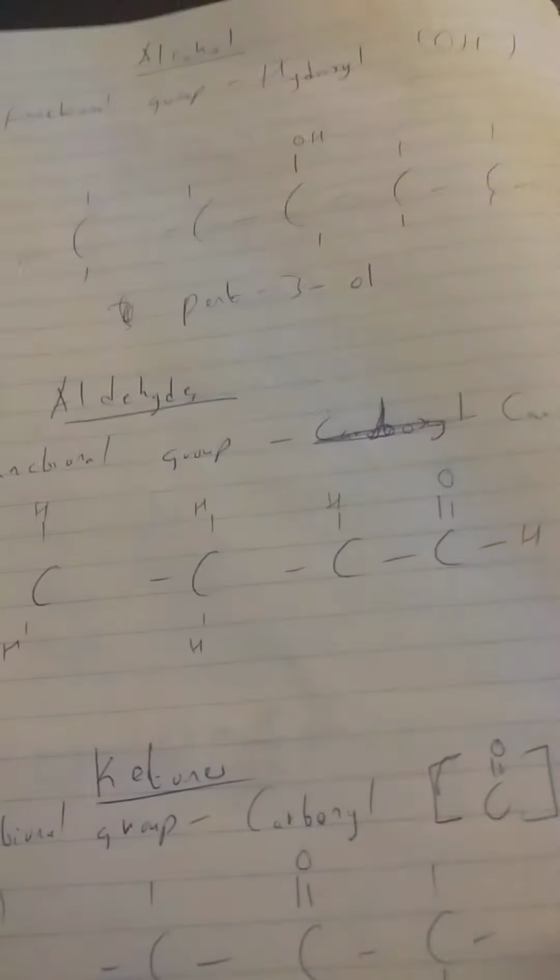So it's gonna be 1, 2, 3, 4, 5. Pent 3 ol. If the OH was here, it was going to be on carbon number 2, so it was going to be pent 2 ol. So it's always like that: pent 1 ol, pent 3 ol. If the OH was here, it was going to be pent 1 ol.